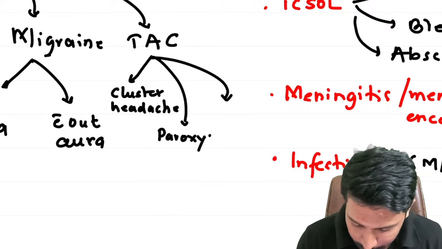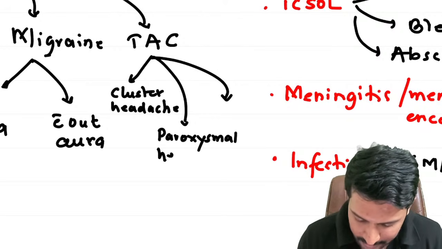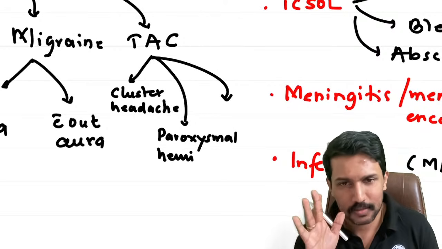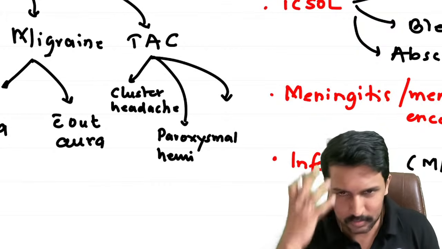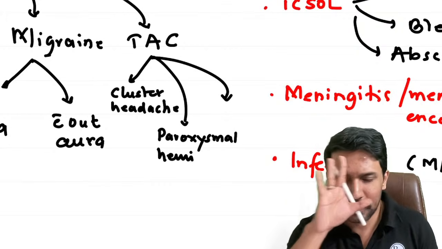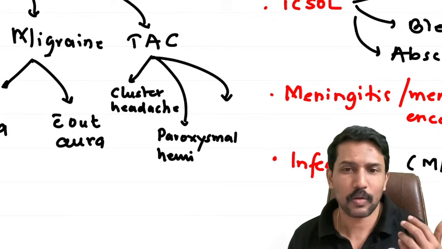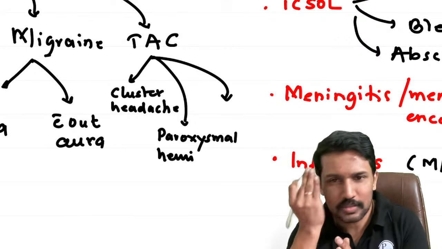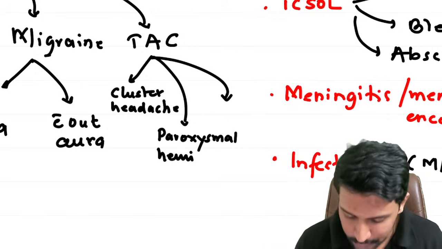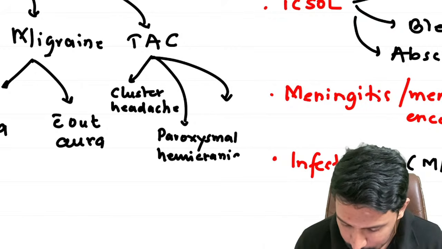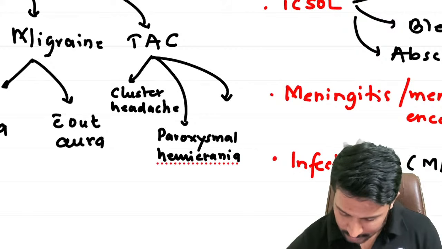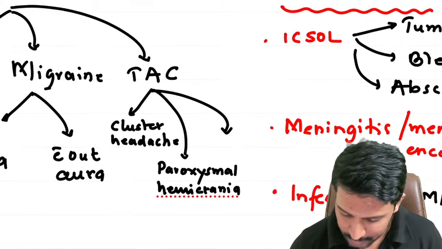Paroxysmal hemicrania. Hemi means one half, crania means brain or the head part. So hemicrania means you have half-sided headache. Paroxysmal means intermittent, not constant. So intermittent unilateral headache is the meaning of this terminology. Paroxysmal hemicranial cephalgia or paroxysmal hemicrania.